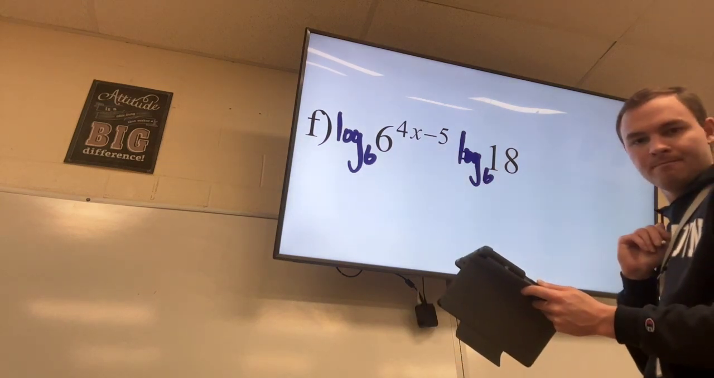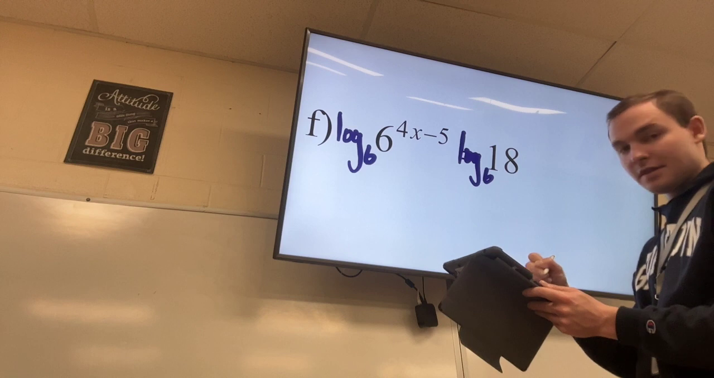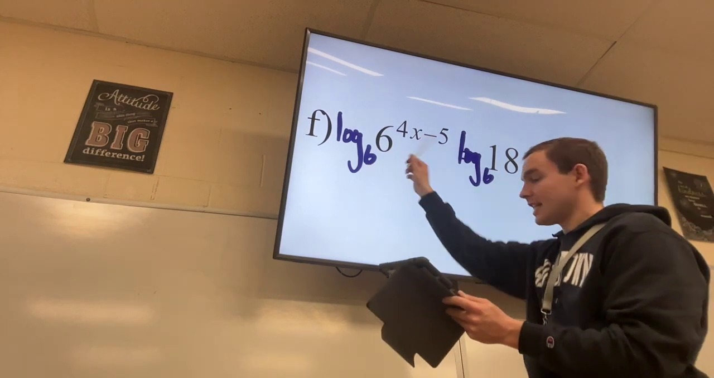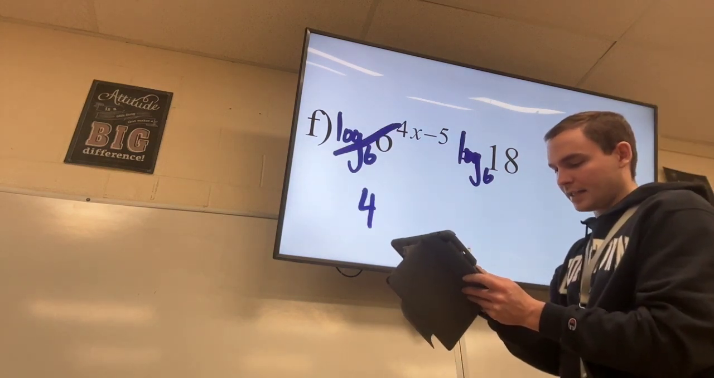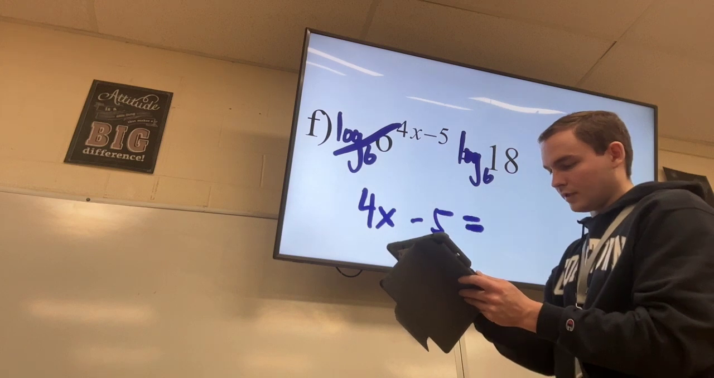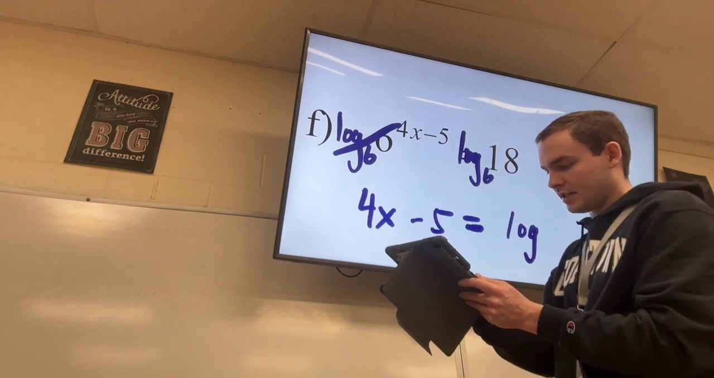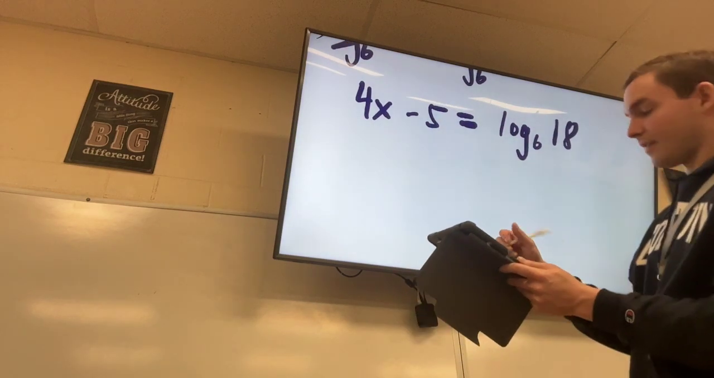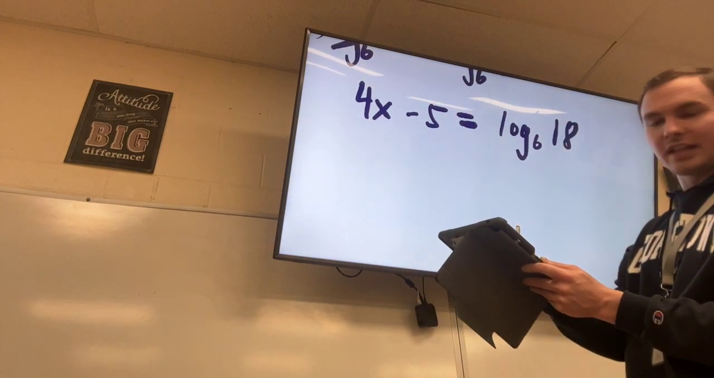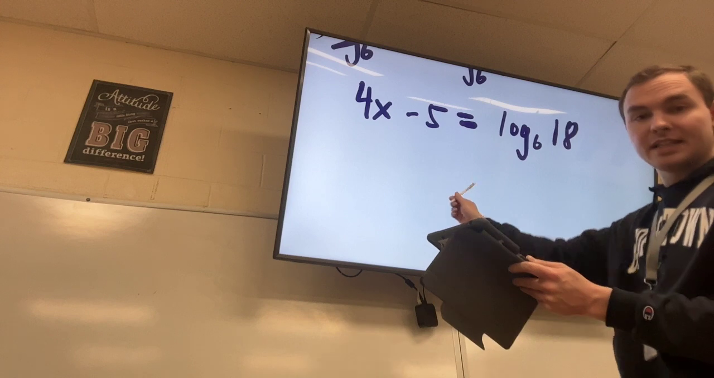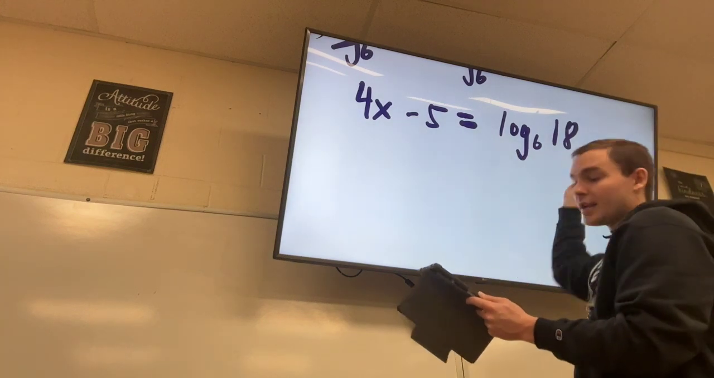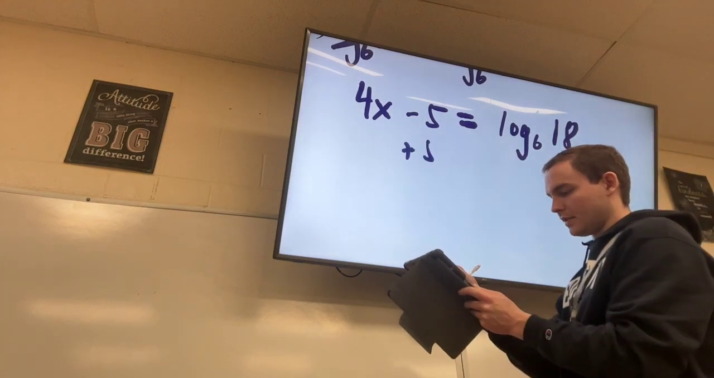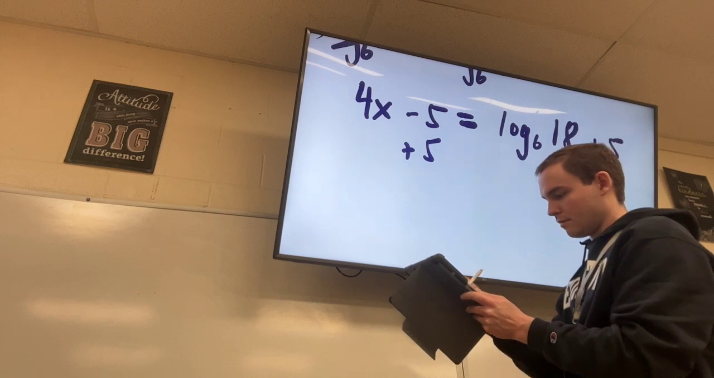All right? So what happens, the log base 6 and the 6 cancel. I get 4x minus 5 equals log base 6 of 18. Okay? And then I solve this for x, right? Get x by itself on the left. Treat the log base 6 of 18 as just one number. So add 5 to both sides, add 5.